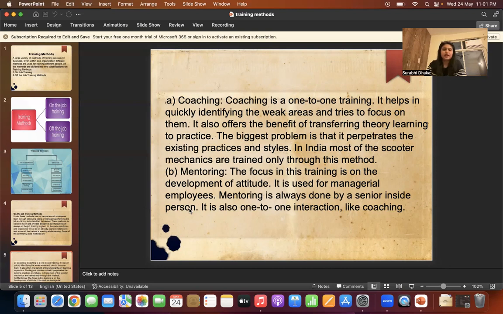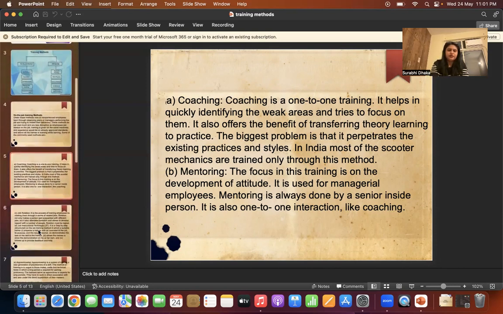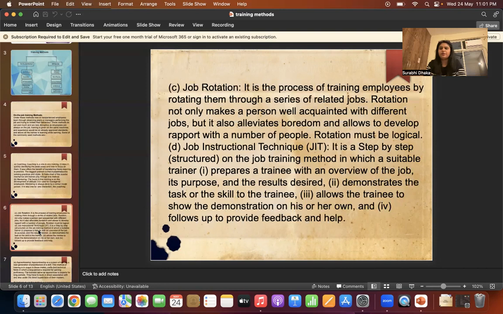Then comes your second type, that is mentoring. The focus in this training is on the development of attitude. It is used for managerial employees, and mentoring is always done by a senior inside person. It is also one-to-one interaction like coaching. Now move to the third one, that is your job rotation.